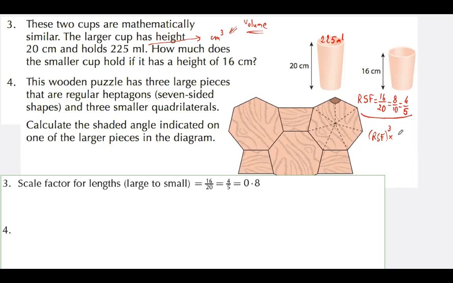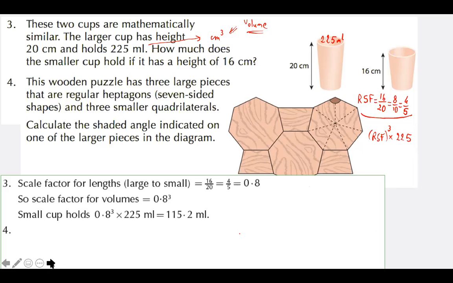So this is what you need to be doing: 4/5 cubed times 225, and that's going to be our answer here. Let's check it. So scale factor for volume, you need to cube it, then you times your cubed scale factor with 225, and that gives us 115.2.